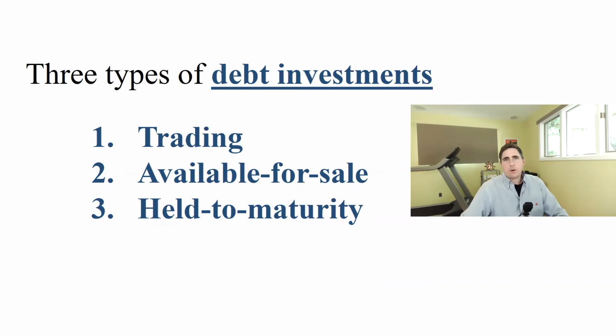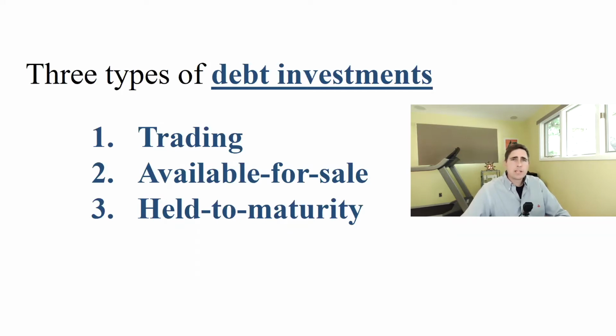In this video, we'll talk about the three different types of debt investments. And these are three different types from an accountant's perspective. So it could be the same bond that the company is buying, but for the accountant, there's three different categories. There's trading, available for sale, and held to maturity. And these three different categories are based on how long the company intends to hold the investment.